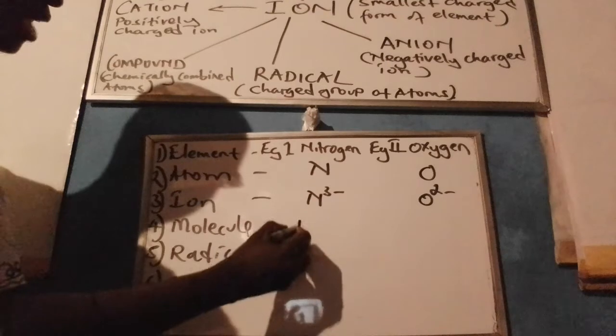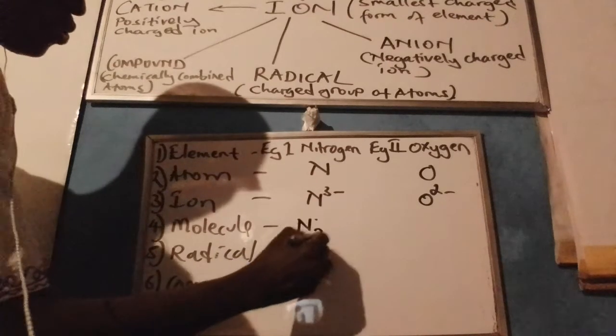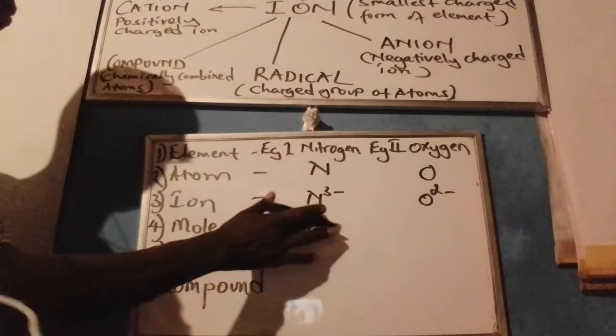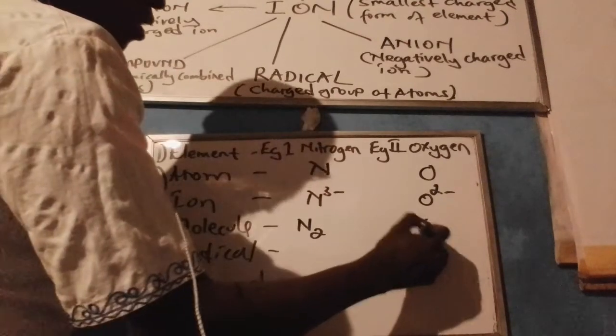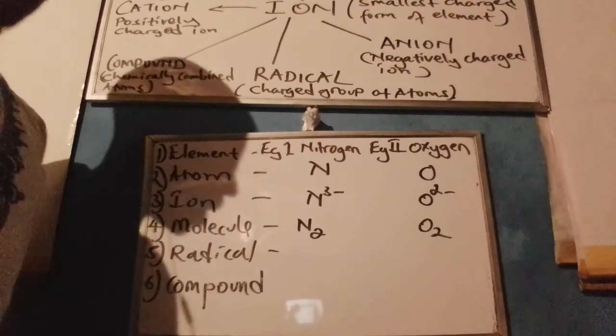Thirdly, here we have molecules. A molecule is a group of atoms which exist as a unit without an overall charge. In this case, if we combine 2 nitrogen atoms, we have N2, which is a nitrogen molecule and represents nitrogen gas. If we combine 2 oxygen atoms, we end up with O2, which is oxygen gas. So the molecule for nitrogen is N2, the molecule for oxygen is O2, which are groups of atoms existing as a unit without an aggregate charge.